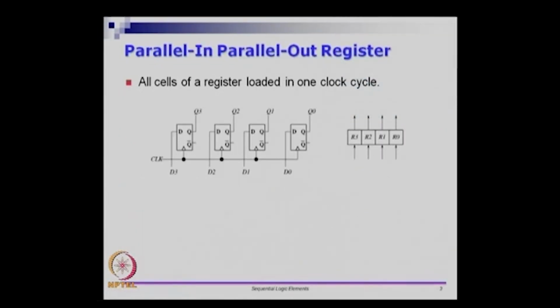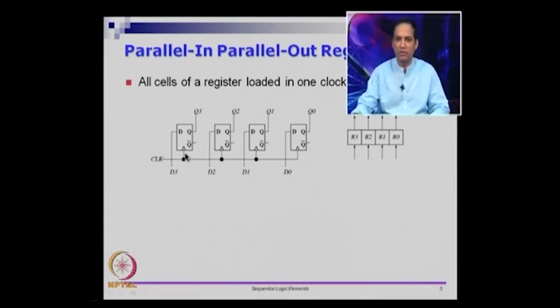Let us start with the simplest of the registers. Usually the term register is used for something like this, called a parallel in, parallel out register. Let us look at the picture here. We have a set of 4 cells, and these 4 cells have a common clock. If you remember the symbol, this is a symbol for a positive edge triggered D flip-flop. You have this triangle here, and there is no bubble, so it is a flip-flop and it is positive edge triggered.